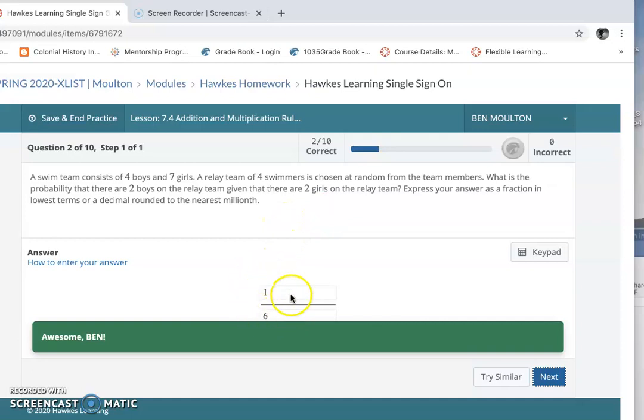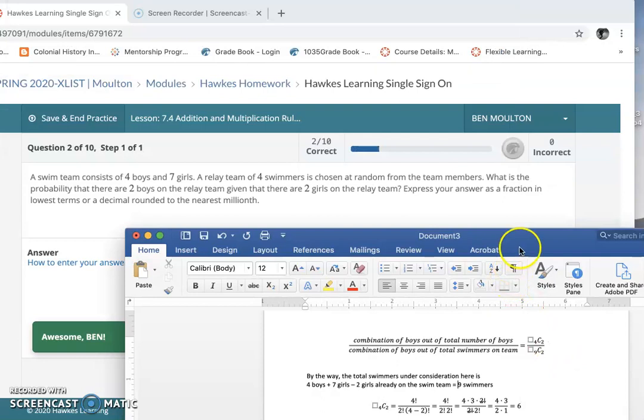I got 1/6 as an answer. How did I do that? Well, let's take a look. What we're looking at is a combination. First, we need to find the combination of boys taken out of the total number of boys. So we have 4 boys total, and we need to figure out how many different combinations can we get where we get 2 of those 4 boys on a team. So it's a combination, 4 choose 2.